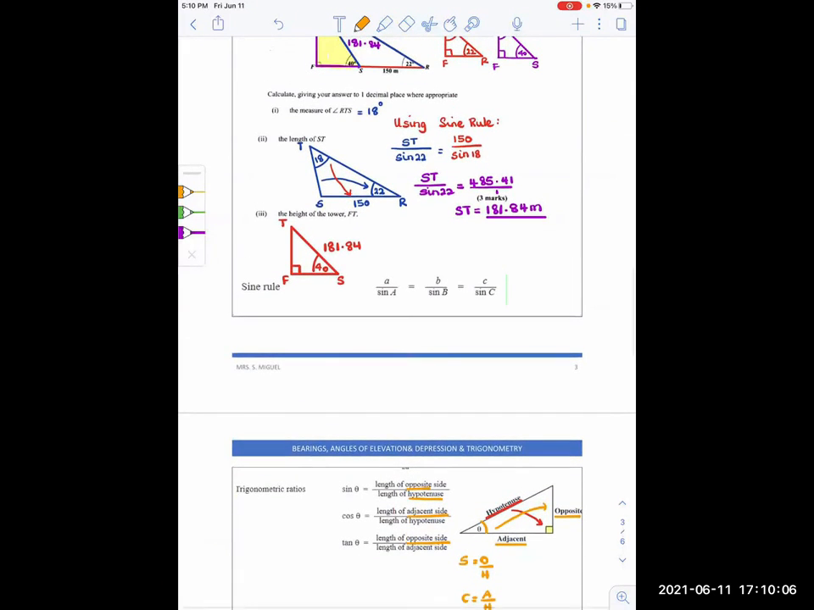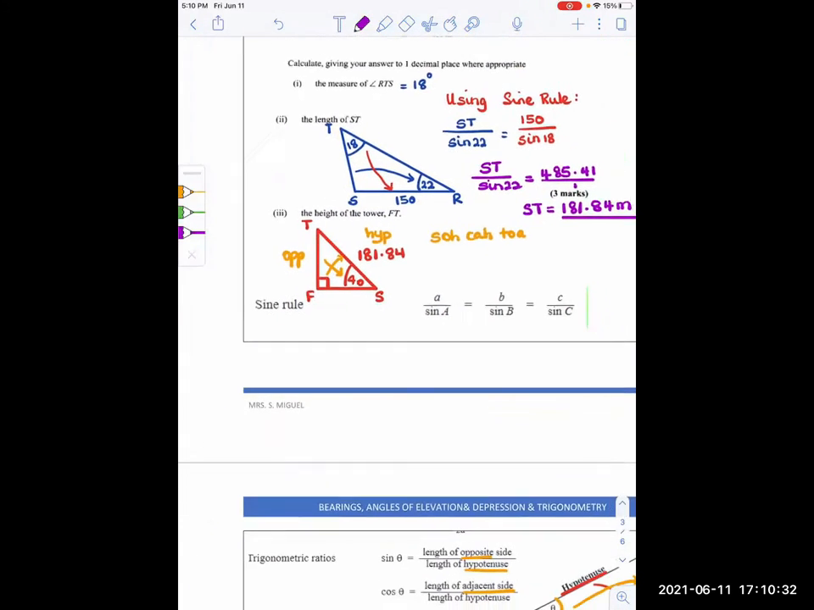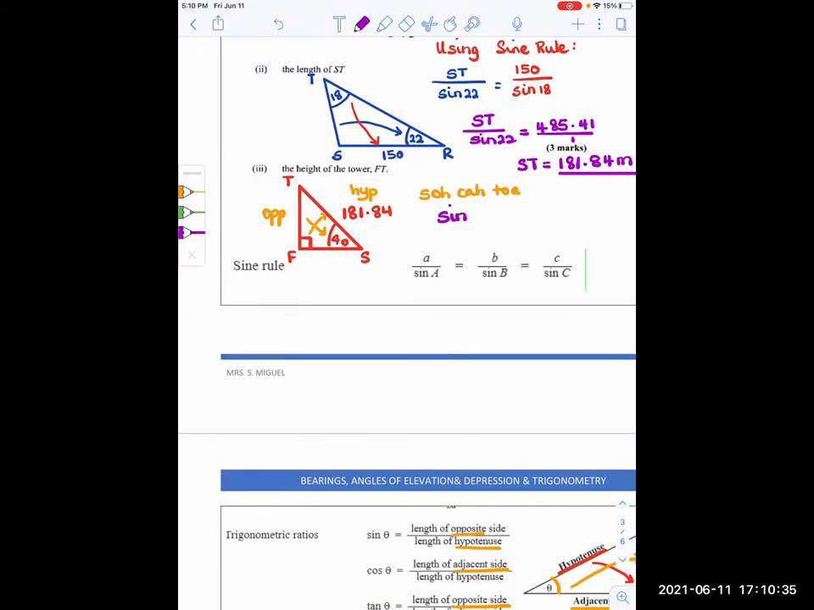Right? So we want to find the side opposite the angle. The name of that side is the opposite. I have the side opposite the right angle. This is called the hypotenuse. Which trig ratio, sine, cosine, or tan, deals with opposite and hypotenuse? Sine. So sine of 40 degrees is equal to FT over 181.84. Work out sine 40 and multiply it by 181.84. Go ahead.